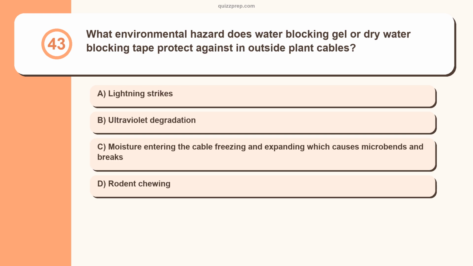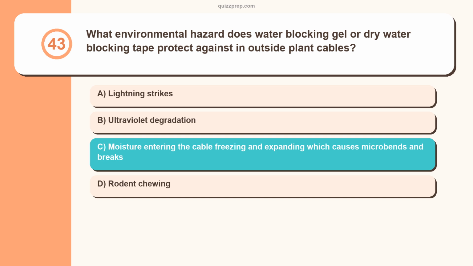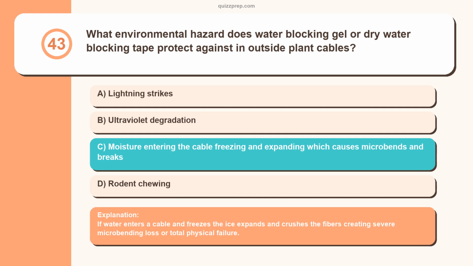Question 43. What environmental hazard does water blocking gel or dry water blocking tape protect against in outside plant cables? Lightning strikes, ultraviolet degradation, moisture entering the cable, rodent chewing. If water enters a cable and freezes, the ice expands and crushes the fibers, creating severe microbending loss or total physical failure.